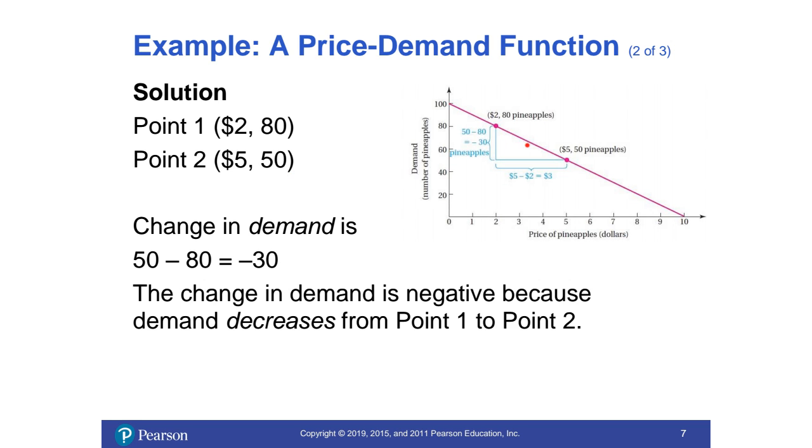So if we graph this, that is, if we put the point $2.80, and the point, I'm sorry, $5.50, and then draw the line between them, this is what it looks like. Okay, and so remember, the rate of change of a function is just the slope. So all we're calculating here is the slope.